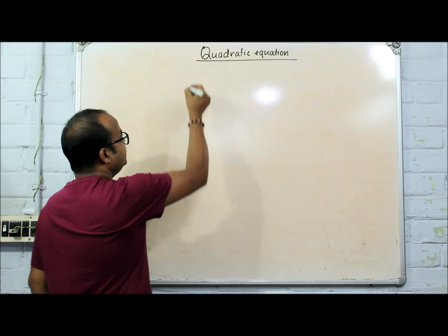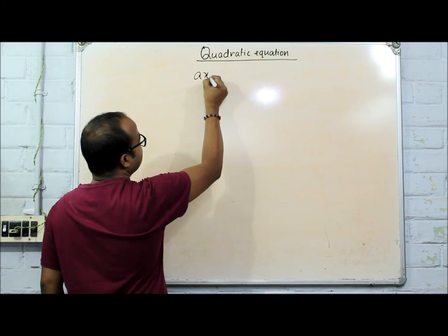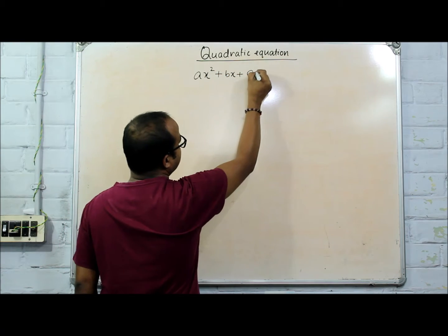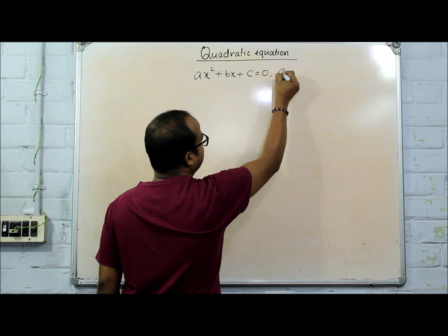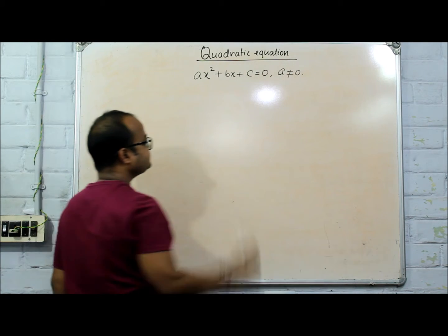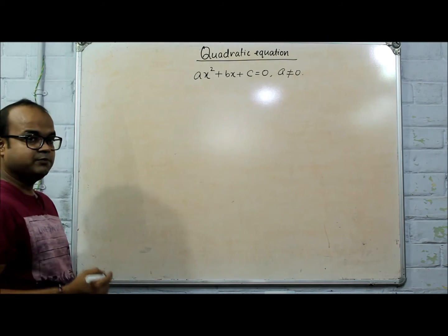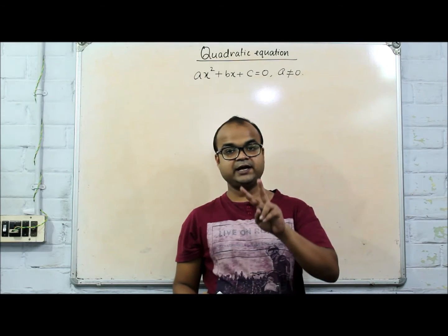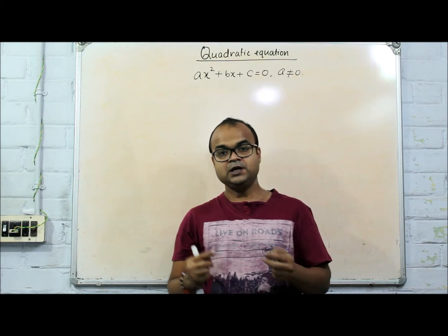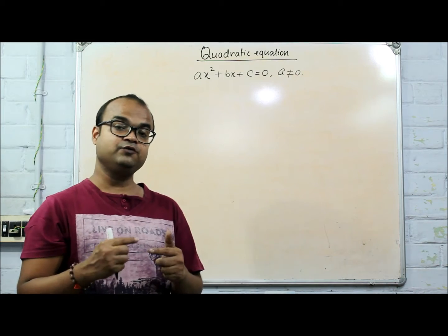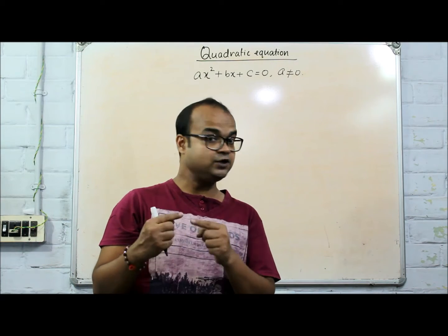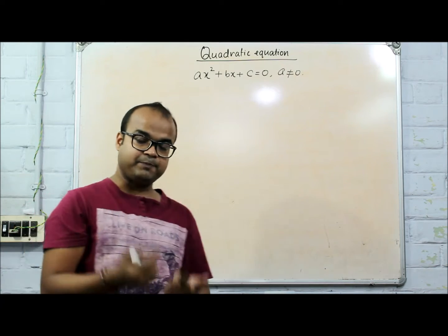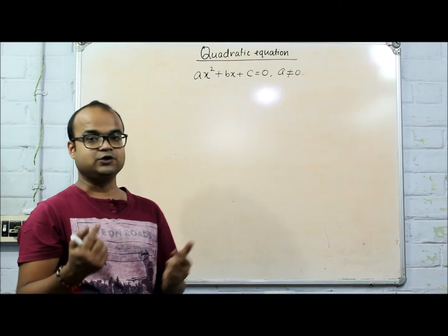First, the standard form of a quadratic equation is ax square plus bx plus c is equal to 0, where a is not equal to 0. Now, what is the formula? By the factorization method, we get two values of x. Here, using the formula, we also get two values of x, but you don't need to do the factorization. Directly apply the formula and you will get the values of x.